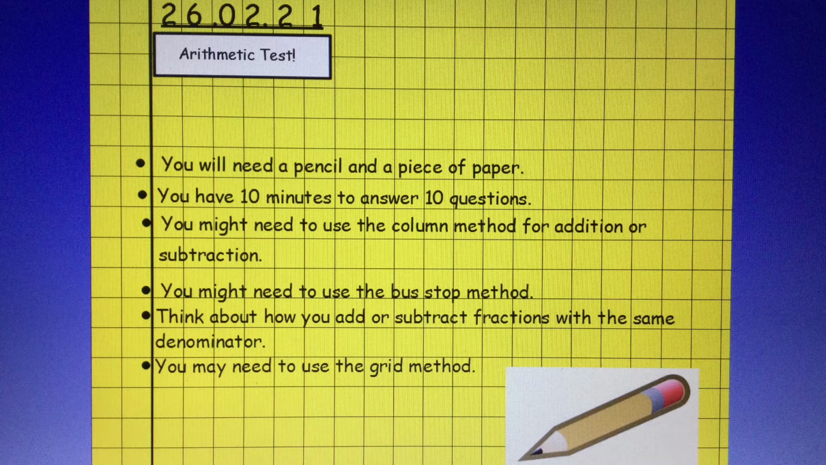You might need to use the column method for addition or subtraction. You might need to use the bus stop method or the grid method for multiplying and dividing. And remember to think about how you add or subtract fractions with the same denominator. These may come in handy today. First, we're going to go over some questions just to refresh our memories on our methods.